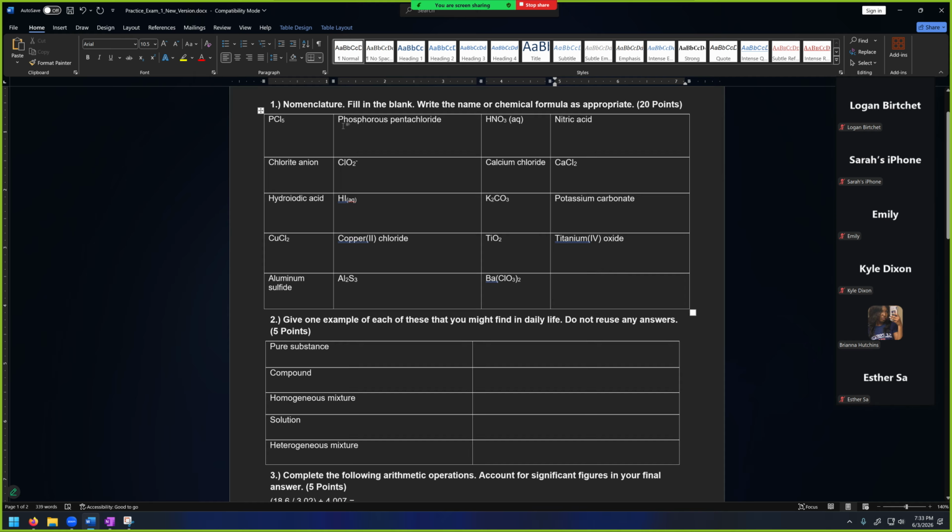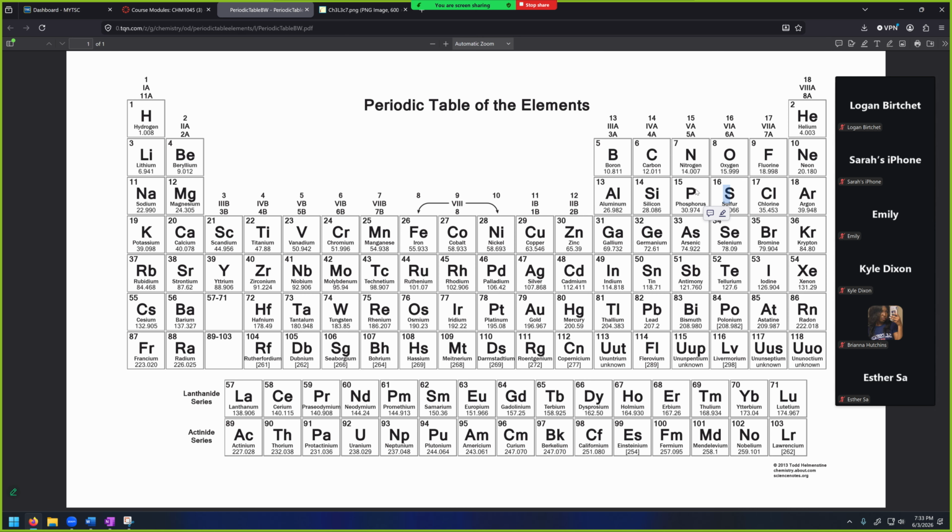Absolutely. So for the Greek prefixes, the penta, hexa, stuff like that, those are used exclusively when we have 2 nonmetals together, and that's it. So in the case shown above, PCl5, phosphorus is a nonmetal. It's right here. And then Cl, also a nonmetal. Nonmetal plus nonmetal, use the Greek prefixes.